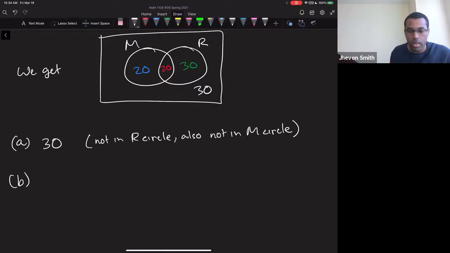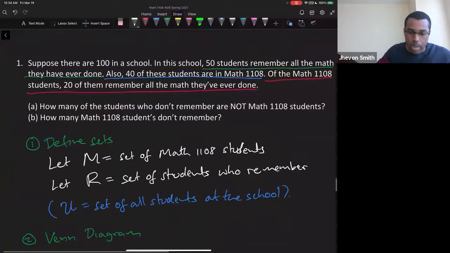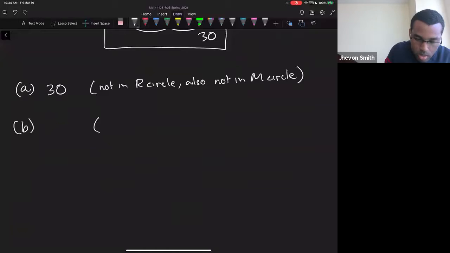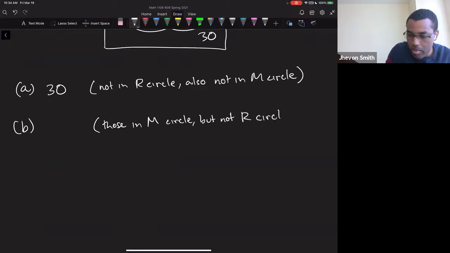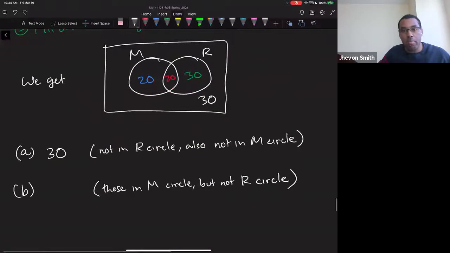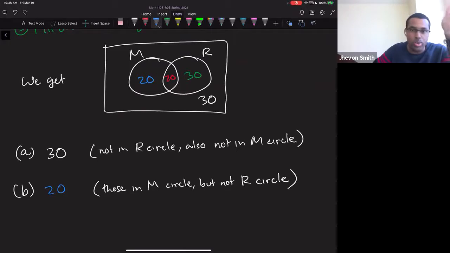That's written in white. Second question, how many Math 1108 students don't remember? So basically, this is asking for those in the M circle but not the R circle. So they're in Math 1108, but they're not in the remembering circle. So they have to be in the M, but not the R. So the answer there was the 20. And of course, in a test, all these numbers would be different. I'll know that you know which number you're picking and for what reason, but that was just an illustration.